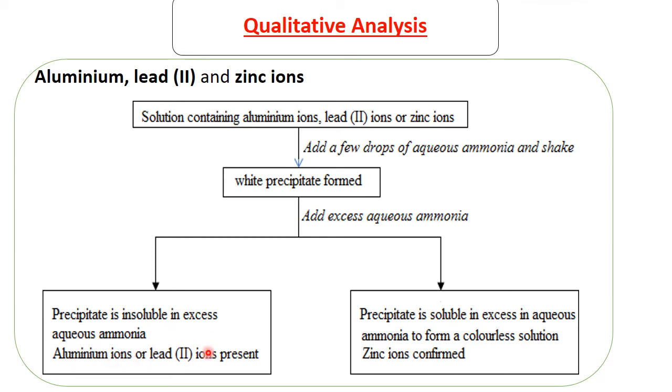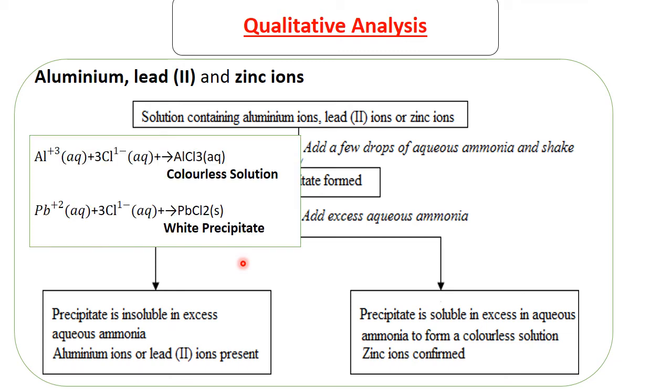So to differentiate these, you have to do one extra step. The extra step is to add hydrochloric acid. When you add dilute hydrochloric acid, aluminium is going to react with chloride to form aluminium chloride, which is a chloride solution, and lead is going to form lead chloride, which is a white precipitate. So that's the difference. If you add hydrochloric acid to the mixture and the mixture forms a chloride solution, then it's aluminium that is present. But if it forms a white precipitate, then it's lead that is present.